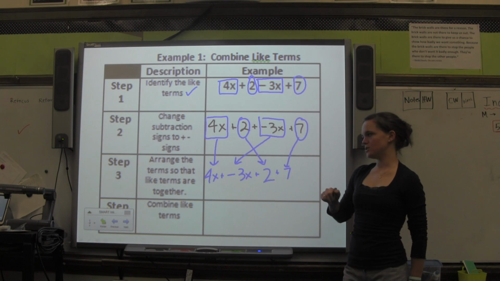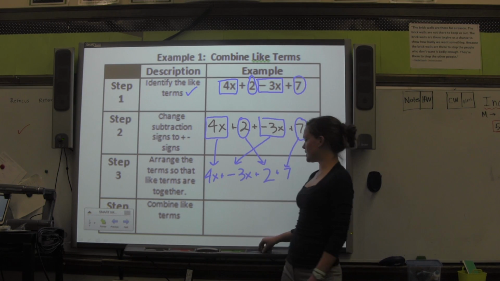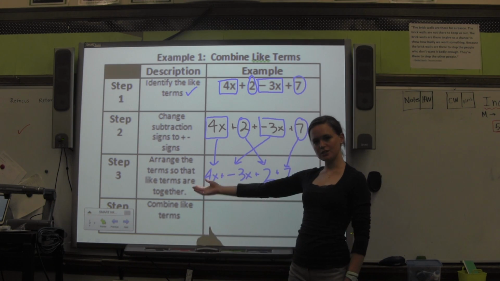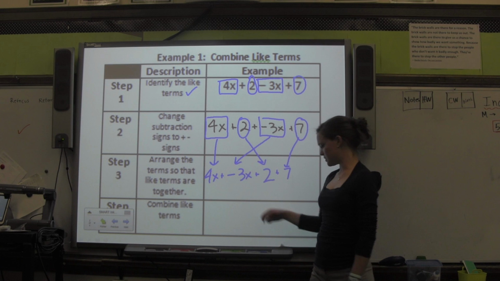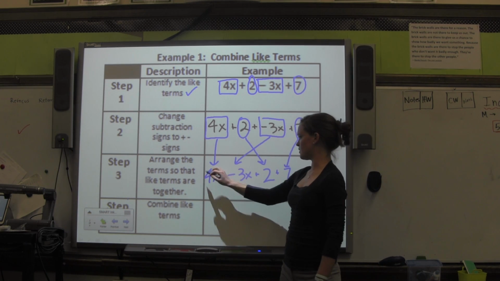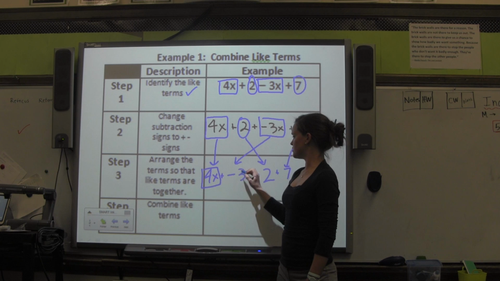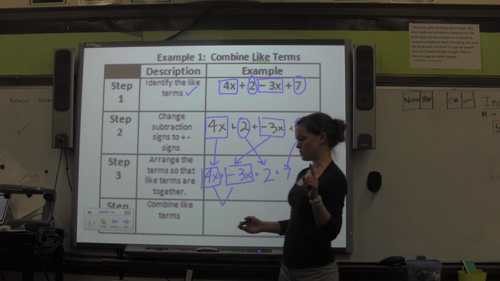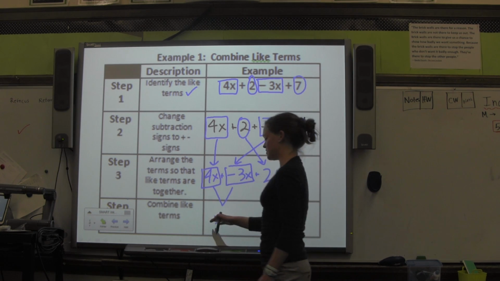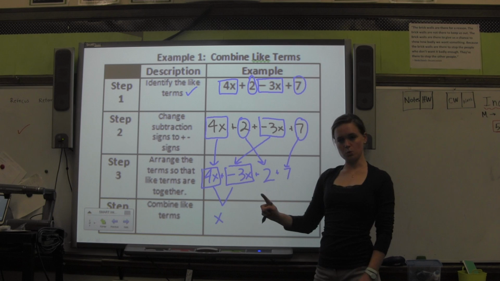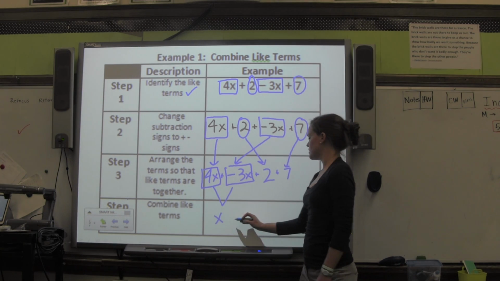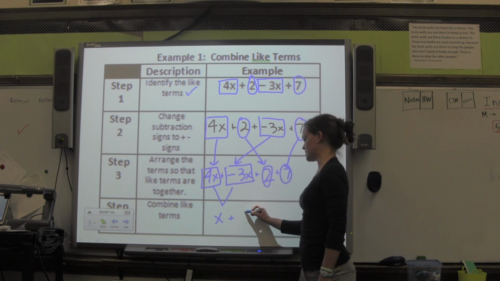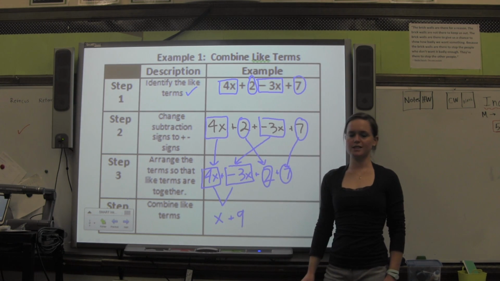The last step is that you are going to combine like terms. So now we have 4x's and negative 3x's together. That's just like 4 burgers and then taking away 3 burgers. So we can combine the squares, or the like terms. If you still want to have your squares around them, you can. I'm going to combine them. I know that 4 plus negative 3 is just 1x, and I don't even have to write the 1 if it's just 1. If it was any other number, I would put it in front. Plus, here, these terms I'm going to combine, and 2 plus 7 is 9. So that's my answer, x plus 9.